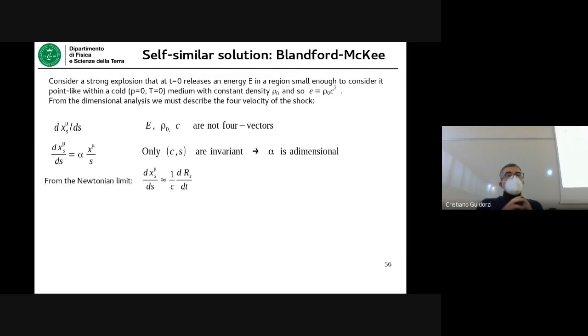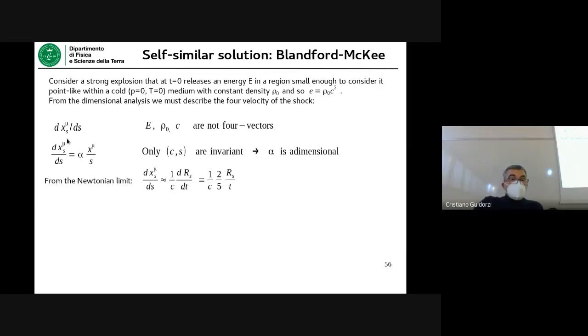But you see, to find alpha, we can exploit the non-relativistic limit. In the non-relativistic limit, the time-like component is much greater than the spatial component, so ds is essentially c dt. And this is just capital R_s, the shock radius, as we did. But you know very well the non-relativistic analog, because that's exactly the Sedov-Taylor solution. And if you remember, the velocity of the shock in the Sedov-Taylor solution is 2 over 5 shock radius over time. This has to be that.